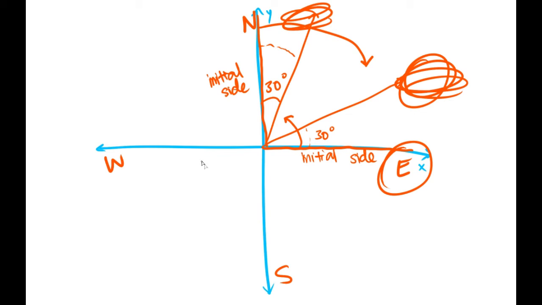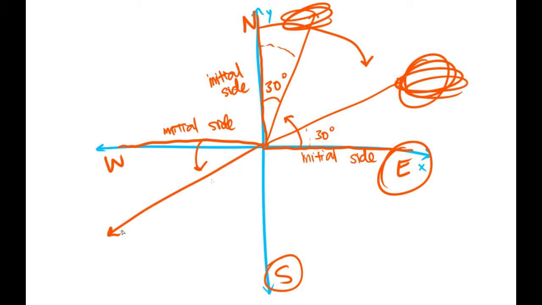And that applies not just to north and stuff, you know, like you can have 30 degrees south of west, so this would be your initial side. And then you just go 30 degrees south, towards the south side, until you get here. So just make sure you read really carefully.